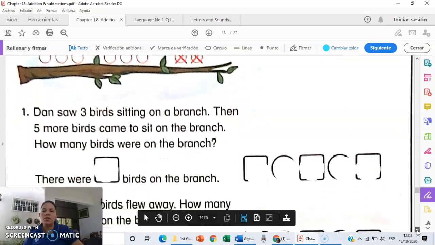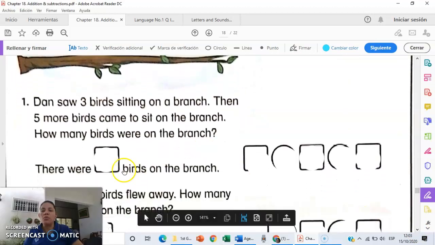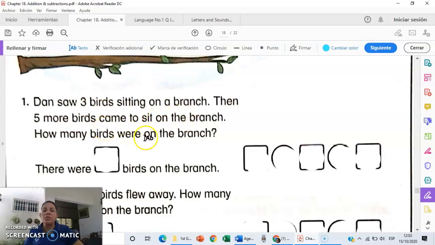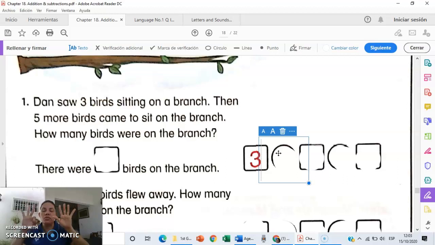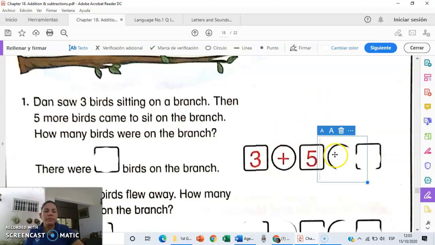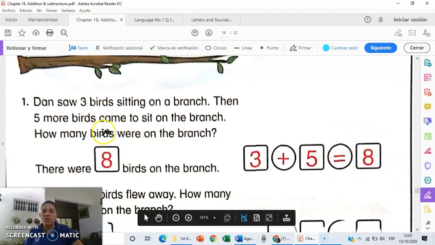Let's go to this exercise. Don saw 3 birds on the branch. Then 5 more birds come to sit on the branch. How many birds were on the branch? So there were 3, but then 5 more get there. So you start with 3 and then 5. So remember, 3 plus 5, how much is it? You can count. 3 plus 5 equals 8. Good job. So now you have 8.